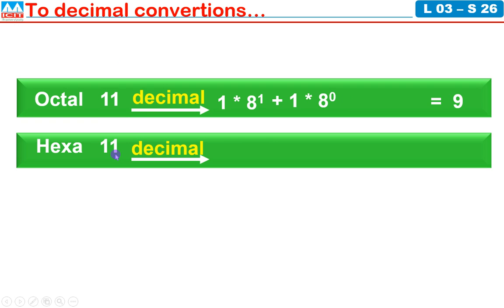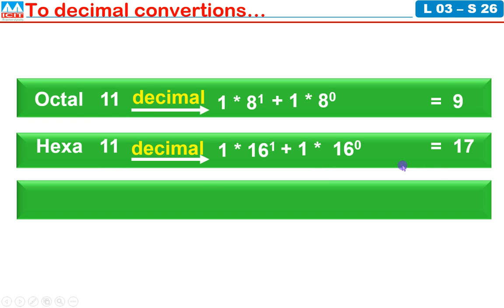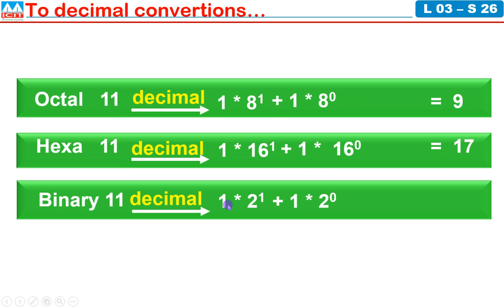In hexa, 11 means 16 power 0, 16 power 1. 1 into 16 power 1 plus 1 into 16 power 0 will be 17. In binary, 11 means 2 power 0, 2 power 1. 1 into 2 power 1 plus 1 into 2 power 0 will be 3.